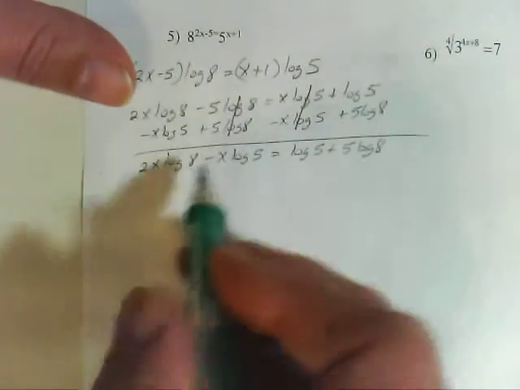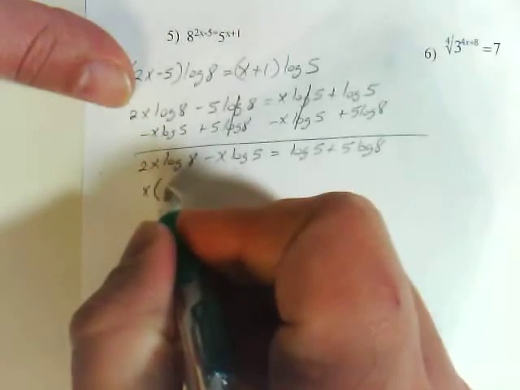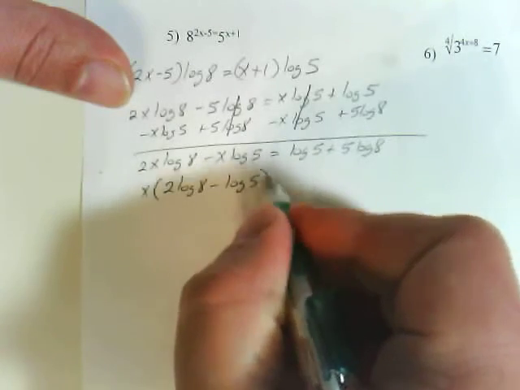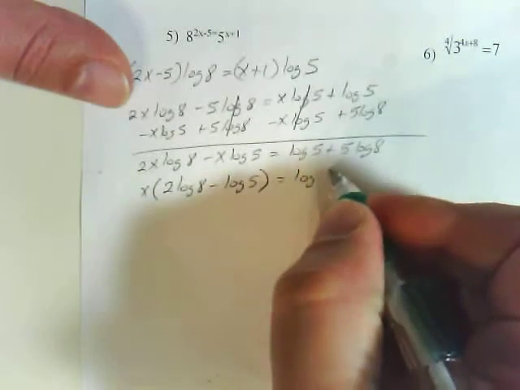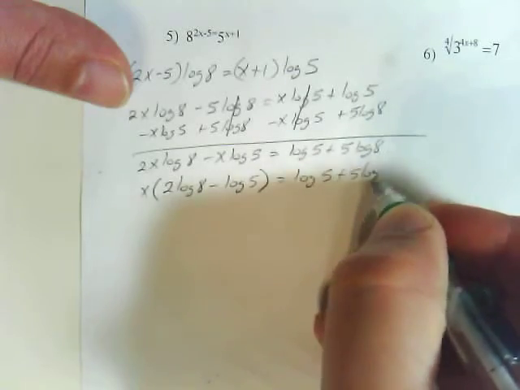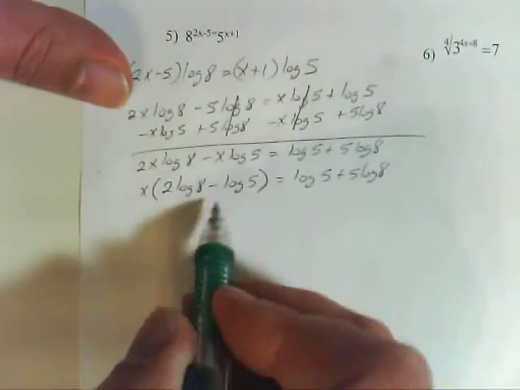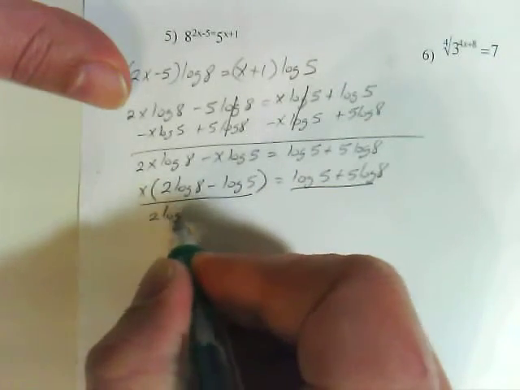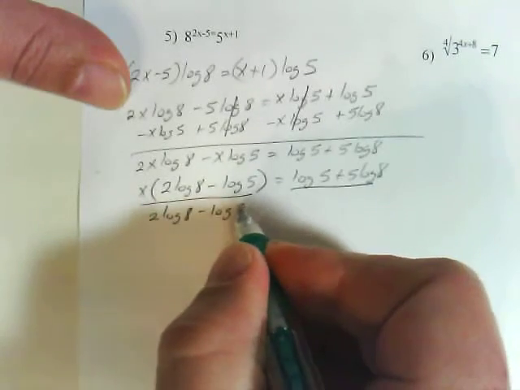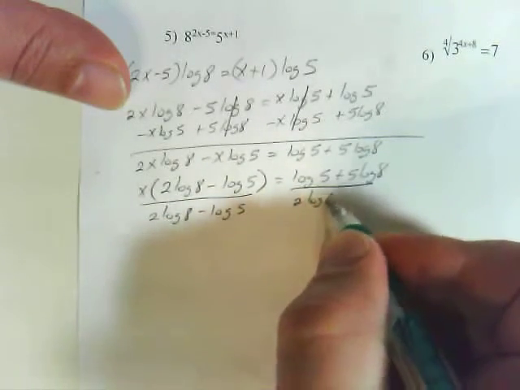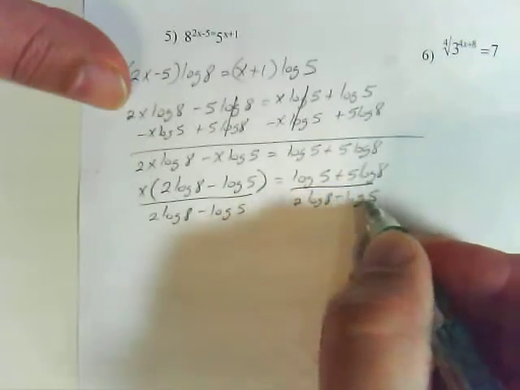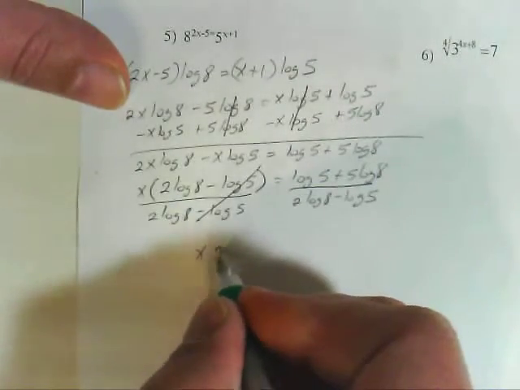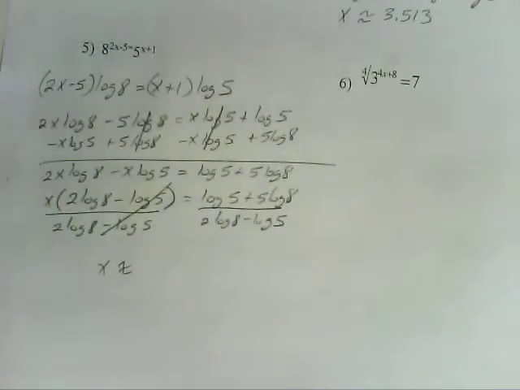These two have an x in common. I'm going to factor it out. x, open parentheses, 2 log of 8 minus log of 5, close parentheses, is equal to log of 5 plus 5 log of 8. This is multiplication. Opposite of that is division. Divide by 2 log of 8 minus log of 5 on both sides. These will cancel each other out. This would be my exact answer.